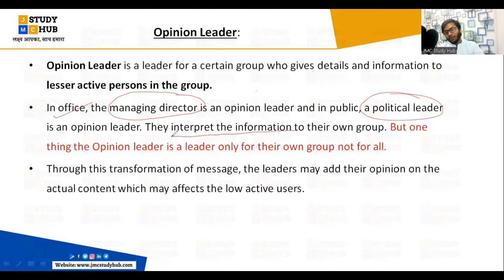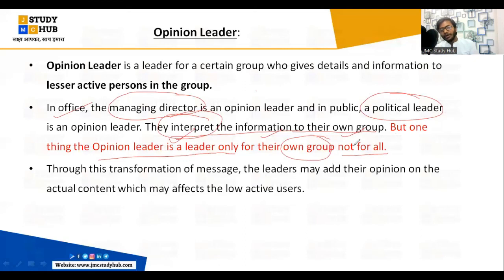They interpret the information to their own group. Now the term interpret, it means they include some of the opinions, right, in the actual content में कुछ opinions जो है वो अपना लगाते हैं, ठीक है. So this is what that they interpret the information to their own group, but you should keep in mind that opinion leader is a leader only for their own group, not for all. सभी के लिए ओपिनियन लीडर नहीं है, सिर्फ वही ग्रुप के लिए, अपनी ग्रुप के लिए ओपिनियन लीडर है.